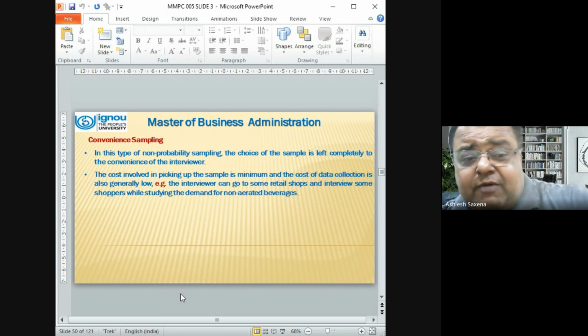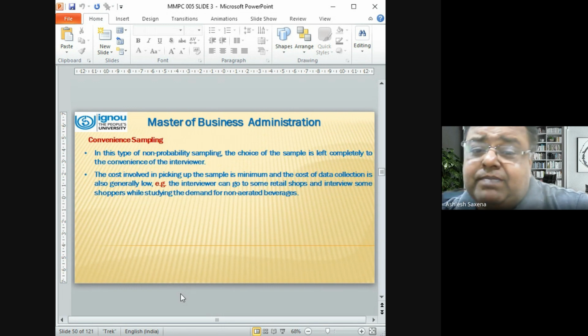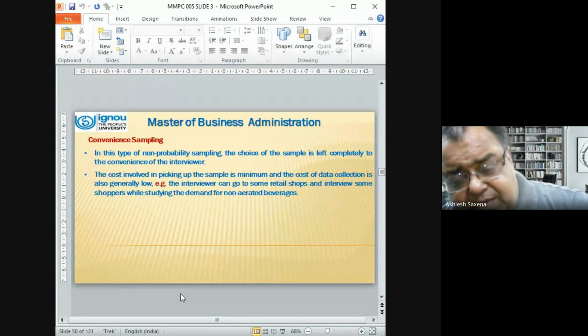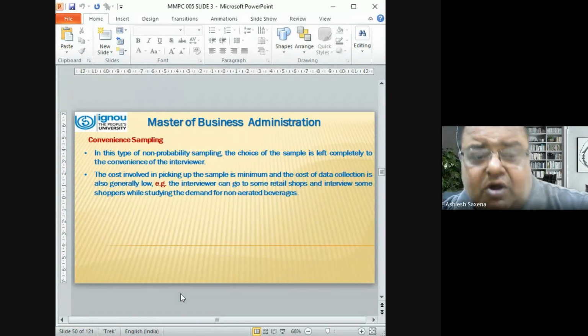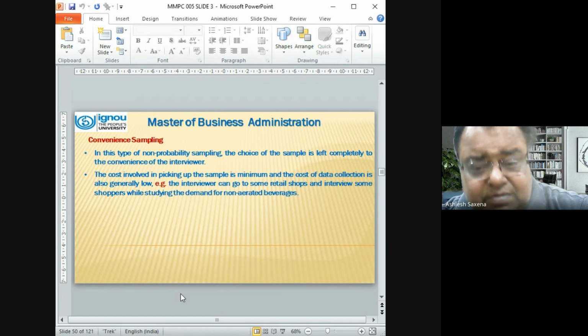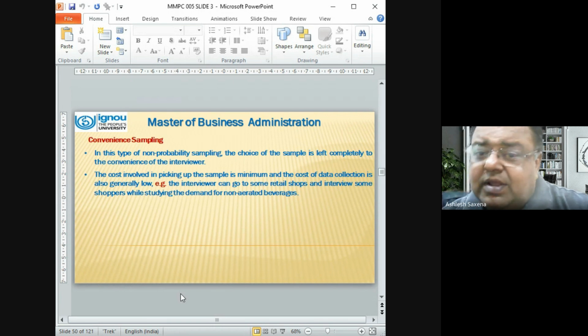Convenience sampling. In this type of non-probability sampling, the choice of the sample is left completely to the convenience of the interviewer. Whatever the data may be, you may say, I will pick up the hundredth value, anything, but it's up to your choice for picking up the sample. The cost involved in picking up the sample is minimum, and the cost of data collection is also generally low. For example, the interviewer can go to some retail shops and interview some shoppers while studying the demand for non-alcoholic beverages. You go to some, don't go to everyone. And from the sample, you may draw a conclusion, depending upon what your question is, how they will answer.